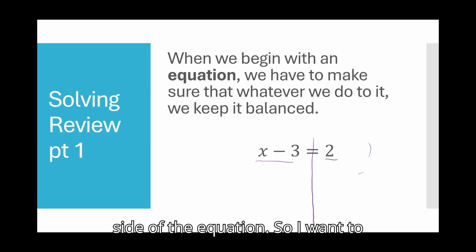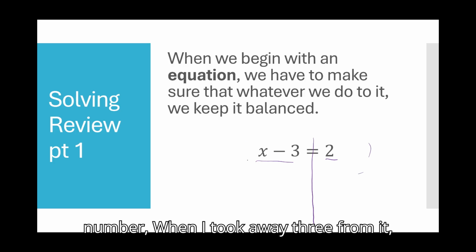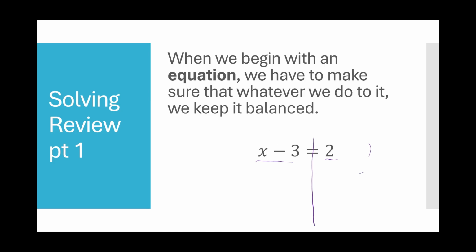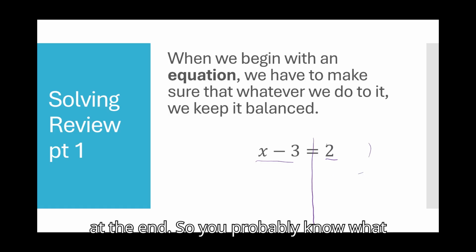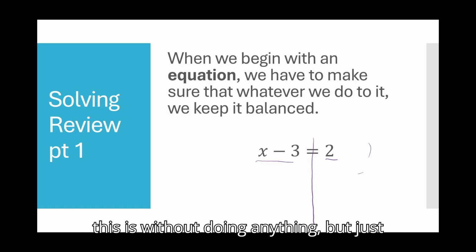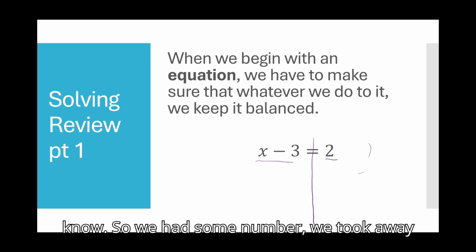So I want to work backwards through this problem, right? What I have right now is x, some number. When I took away 3 from it, I ended up with 2. It was equal to 2 at the end. So you probably know what this is without doing anything. But just for the example, we're going to work through it like we would if we didn't know. So we had some number, we took away 3, we got 2.